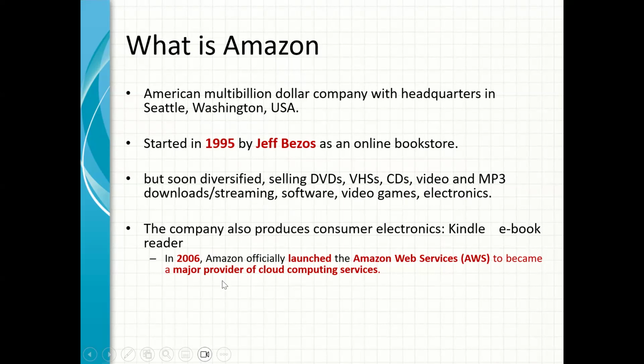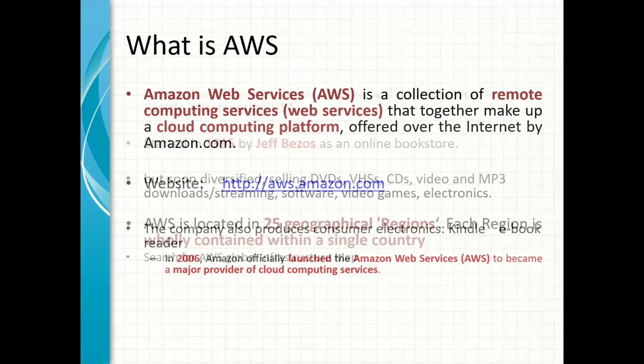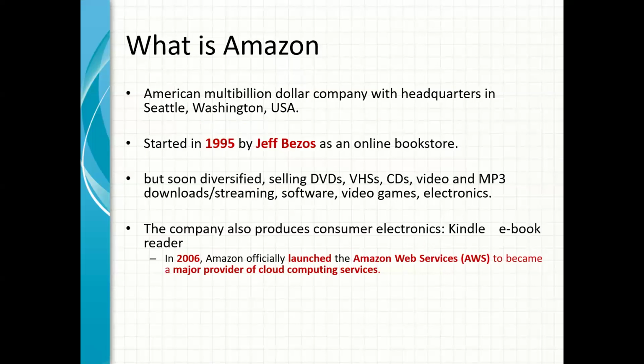Later, in the year 2006, see here, when did the AWS services come into the picture? In the year 2006, Amazon officially launched Amazon Web Services. From that time, we were using Amazon Web Services as a cloud provider. AWS is nothing but a provider of cloud computing services. We will understand what are all the cloud computing services that are provided by the Amazon cloud.